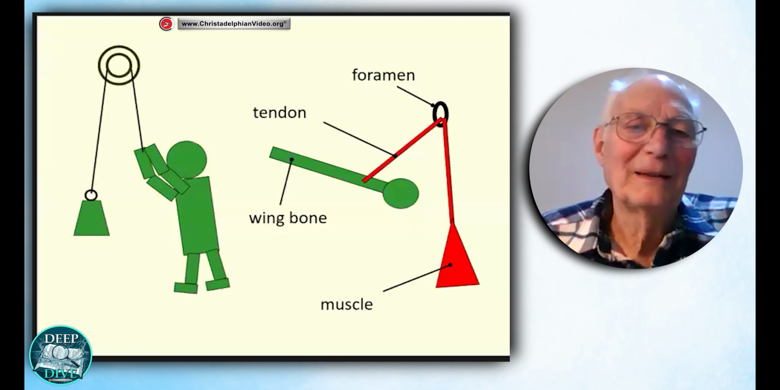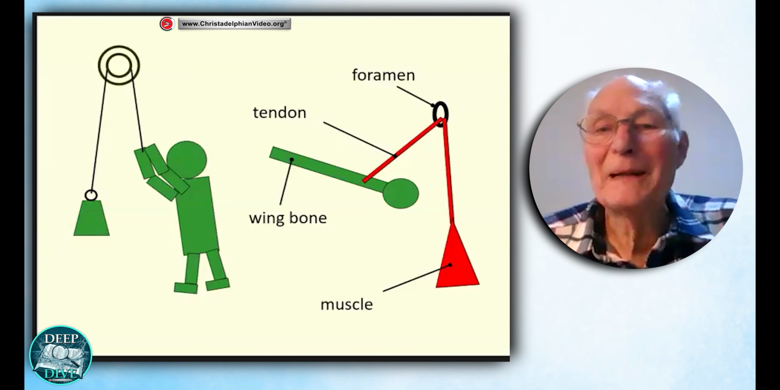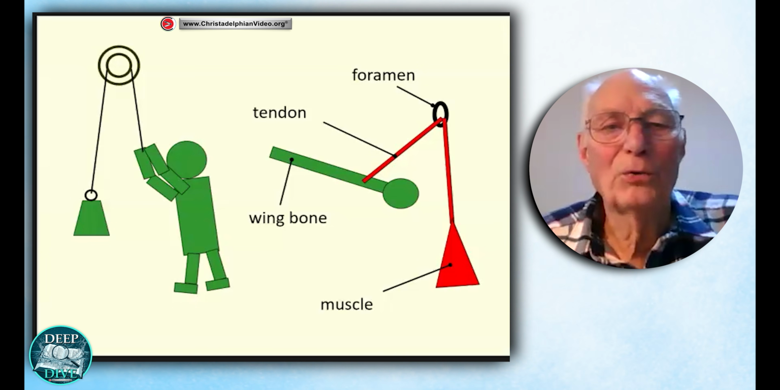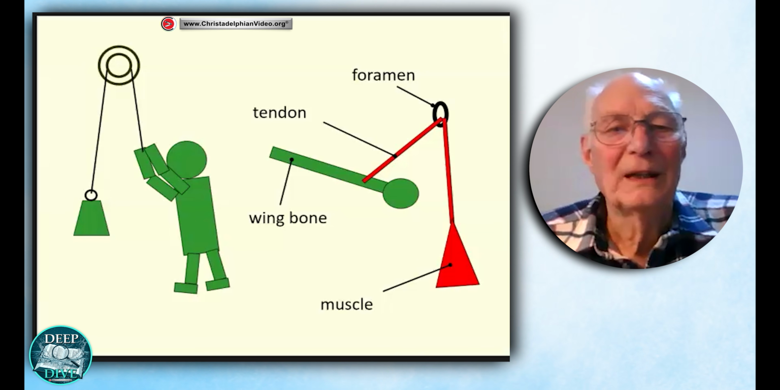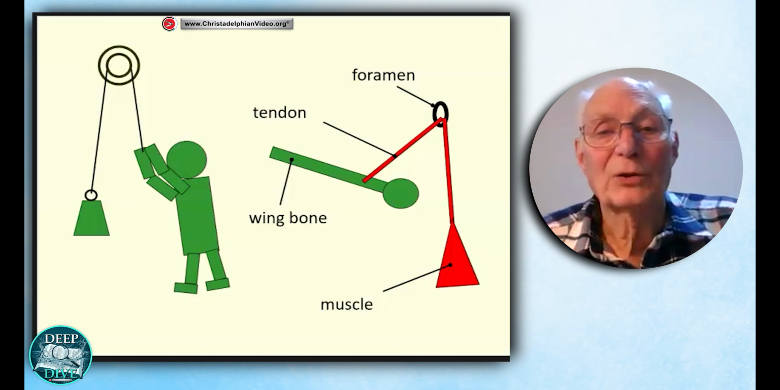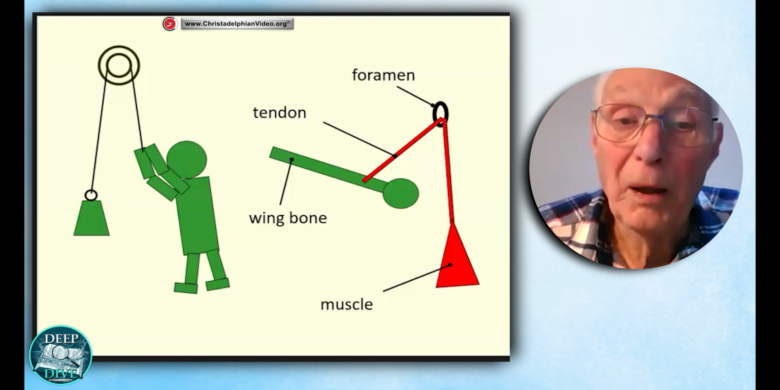Here's my little man, look, pulling a weight over a pulley. It's a bit like that. The muscle is the man, the foramen is the hole or pulley, and the tendon goes down to, in this case, the wing bone, so that when the muscle contracts, the wing bone comes back up again.